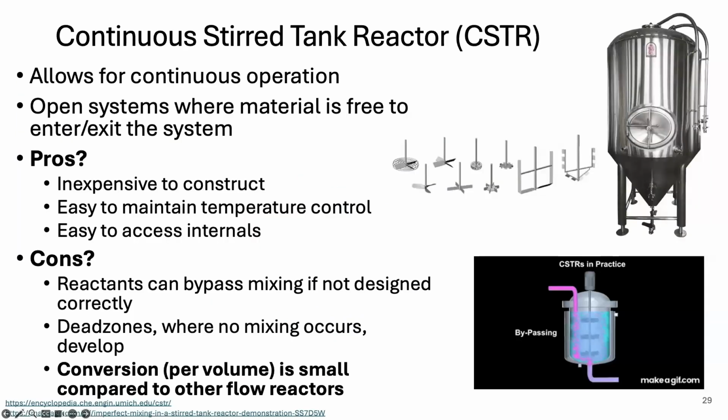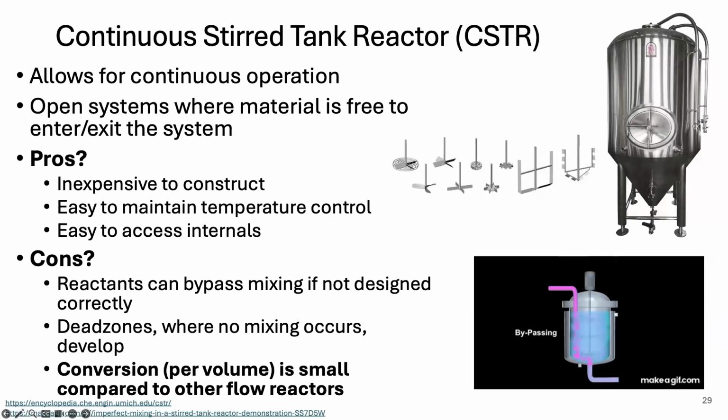So, some of the pros and cons of a CSTR. The main advantage is that they allow for continuous operation, because we'll have reactants continuously coming in and products constantly coming out. These are relatively inexpensive to construct. It's again a batch reactor, we just now also need some pumps for our substrates. They're easy to maintain, temperature control is easy because they're operating at steady state, and they're relatively easy to access the internals, I would say, relative to a plug flow reactor, which we'll talk about next.